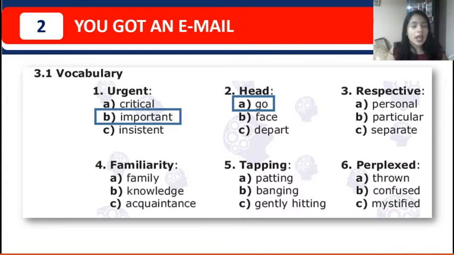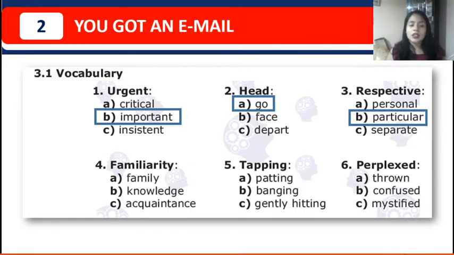In number 3 now, we have respective. Okay, yes, respective. What do you think is the correct meaning of respective? Very good. Yes, guys, excellent. It is particular, okay? Respective means particular. Very good. What about number 4?